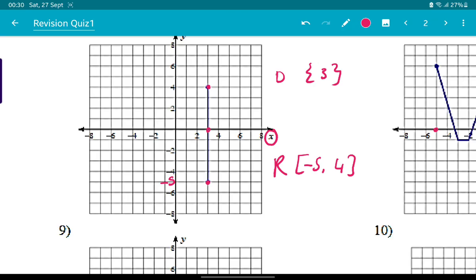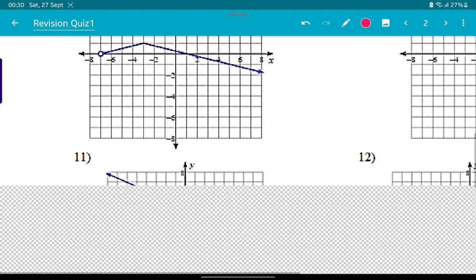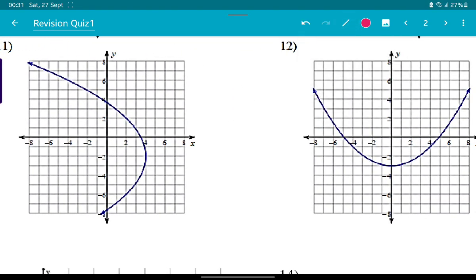So can we call this a function? When we apply the vertical line test, it will pass through every single point of the graph for the output. It means it's not a function. To make it easy, let me show you a different example which is easy to determine whether it's a function or not, in 11 and 12. In 11, when you apply the vertical line test, you can see easily it's not a function because it intersects with the graph more than once.